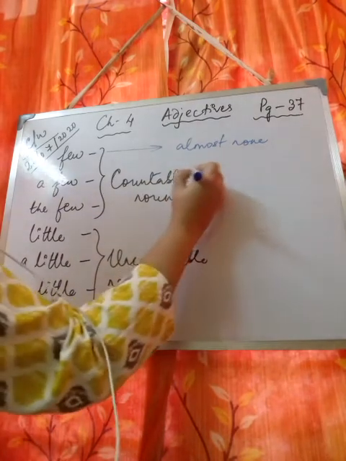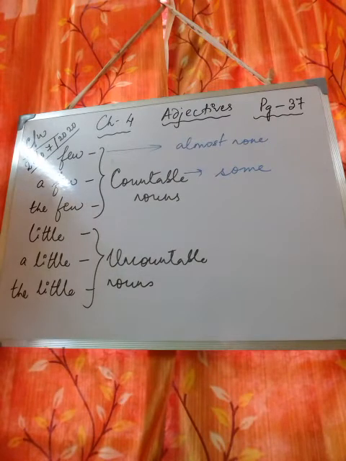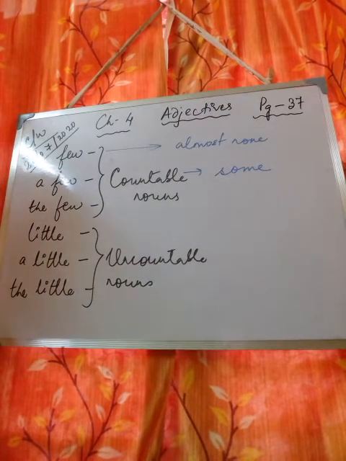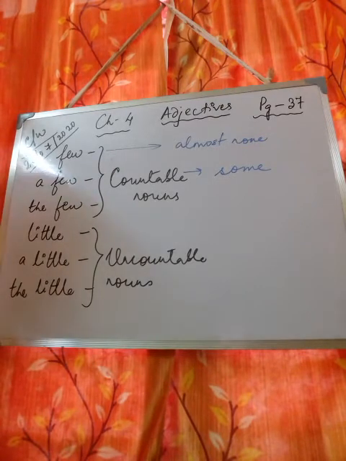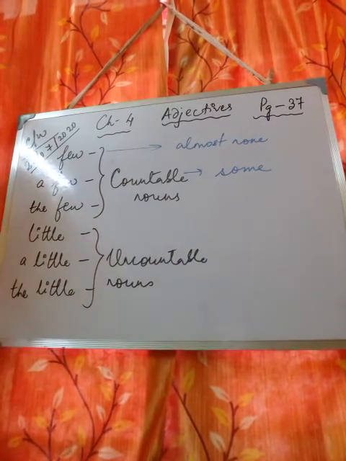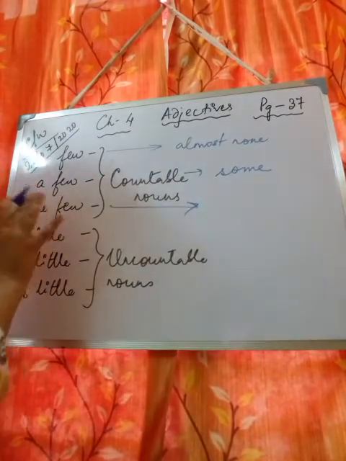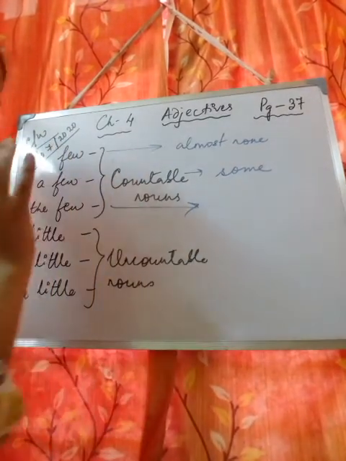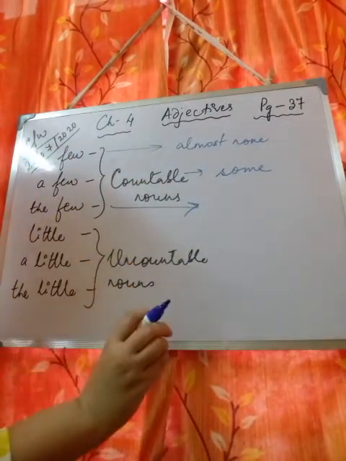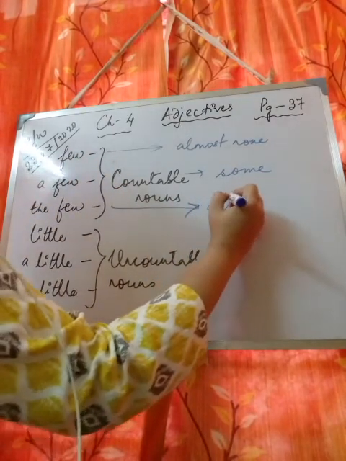A few means some. Okay, that means I may use a few in a sentence like there are a few chocolates left in the jar, which implies there are some number of chocolates left in the jar. The few means, when we use the few, we actually refer to, although the number is less, the entire number.